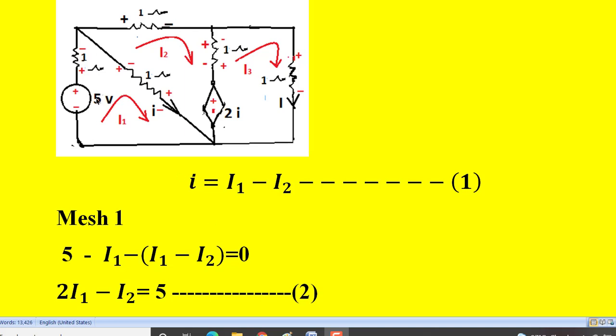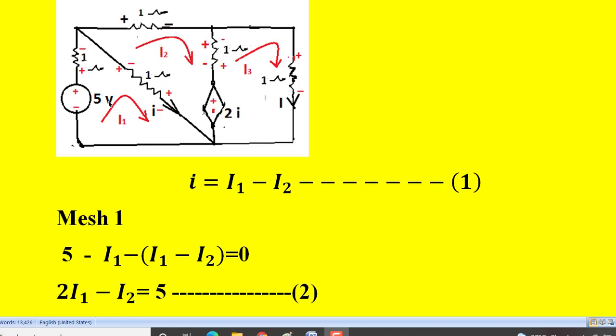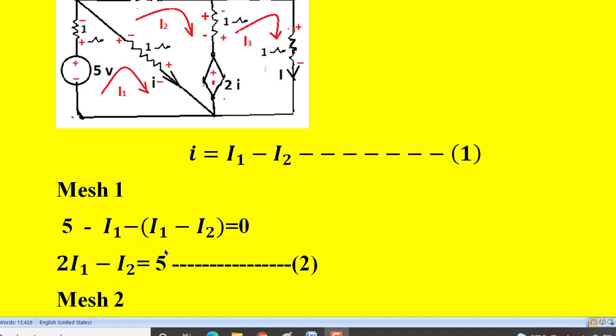We have covered three elements, this. So we have three terms here and we equate them to 0. So that is, the algebraic sum of the voltages around a loop is equal to 0. That is what we have written here. So once we simplify this, we get 2I1 minus I2 is equal to 5, and we say this is equation 2.